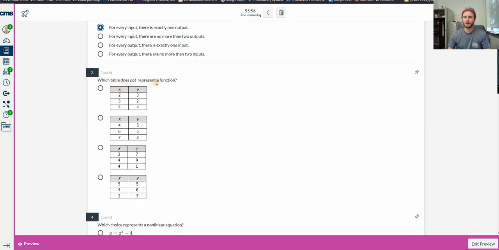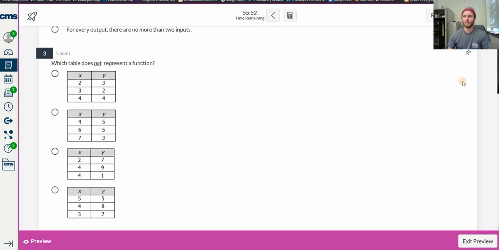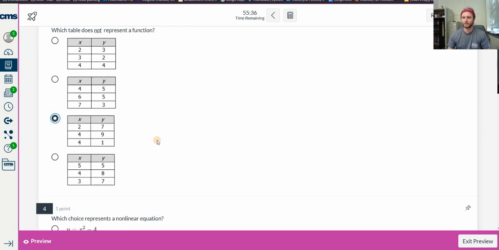For number 3, which of these tables does not represent a function? So remember, a function is just something that the x value did not repeat. So 2, 3, 4, that works. 4, 6, 7, that works. 2, 4, and 4. That did not work. The x value repeated, so it's not good.